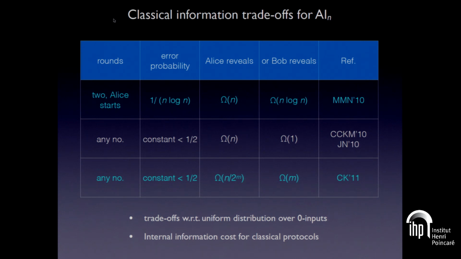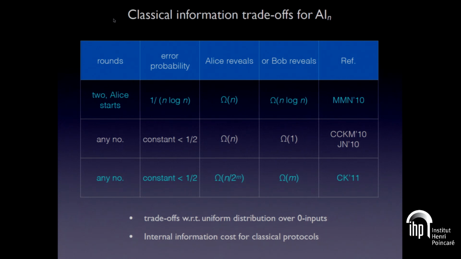So let's take the last one out here, which is the most general of them all. It says the following. Consider any classical protocol for augmented index. It may have any finite number of rounds of communication. You allow some constant probability of error, let's say 1/3. And you look at how much information is revealed by one party, meaning the information cost of, let's say, Alice, given the information cost of Bob. It says either Bob has to send m bits of information about his index, or Alice reveals n by 2 to the m bits of information about her n-bit string. And this corresponds exactly to that trade-off that I had shown in a protocol a few slides ago.